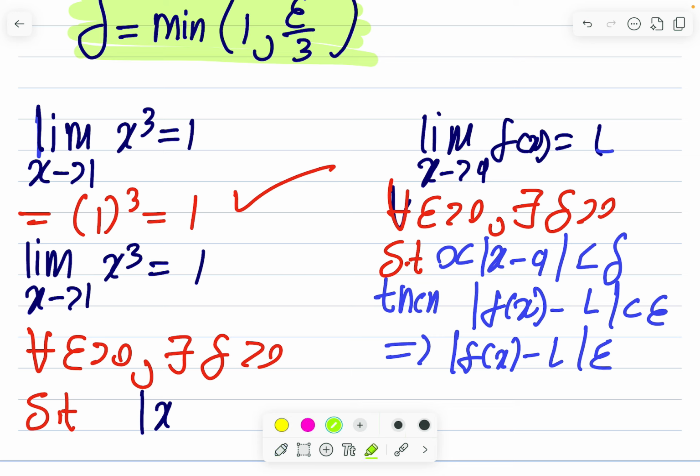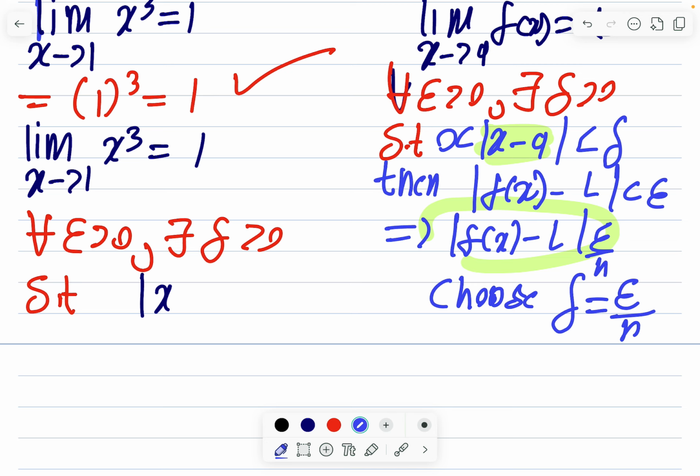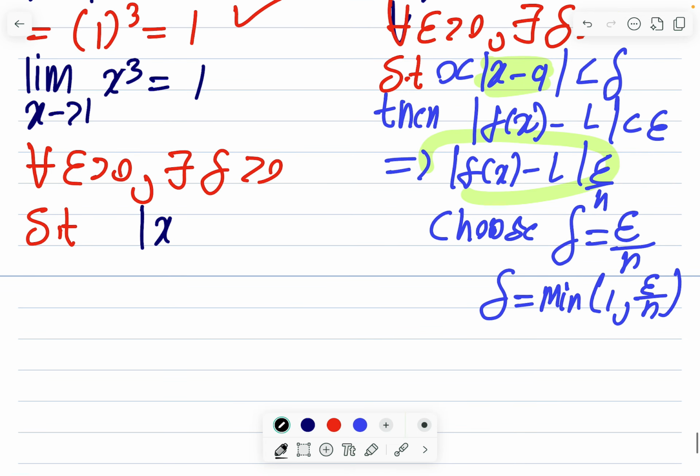Your goal is to always find what? Is to find this thing here. Understand? So the last part you are going to choose. You're going to choose that delta equals epsilon over any number that you will have divided by 8. Understand? Therefore, the final answer is going to be delta equals the minimum of 1 and epsilon over any number that you divided by 8. Right? So in this case, we have x minus a. Our a is 1. It's 1.